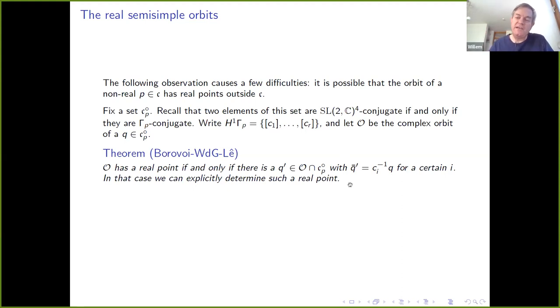And if this is the case, then we can also determine such a real point. So this Q prime will not be a real point, because only if C_i is the identity will it be real. But if C_i is not the identity, this Q prime will not be real. But we can determine a real point in its orbit. And then we go on like before with the Galois cohomology.